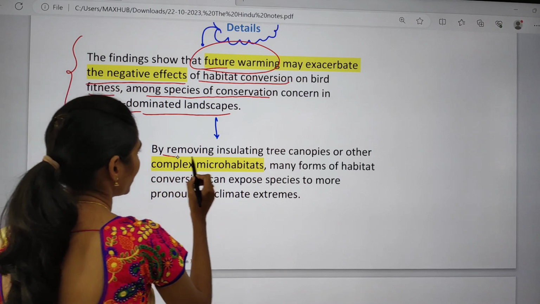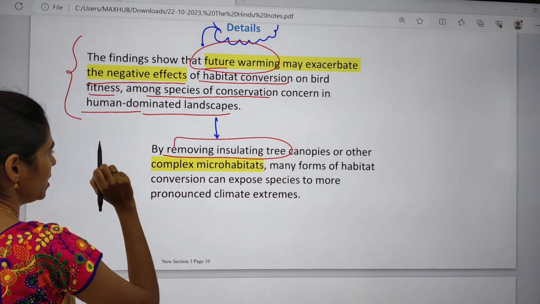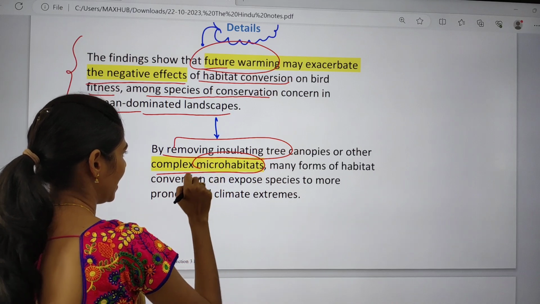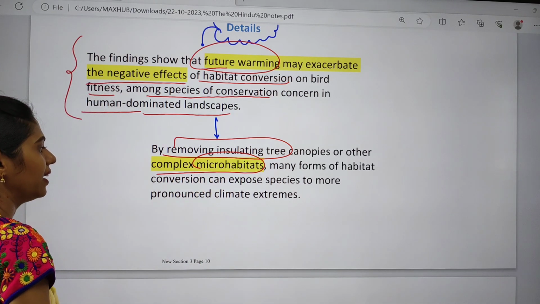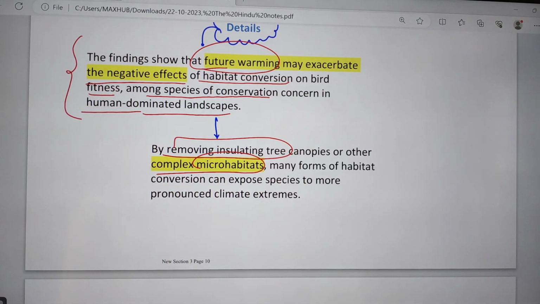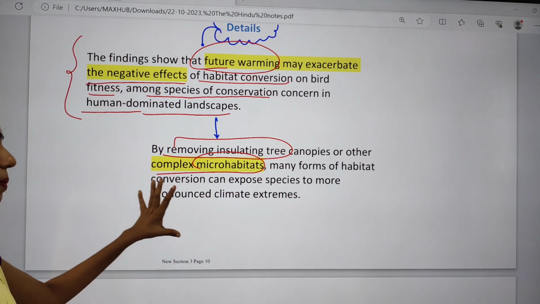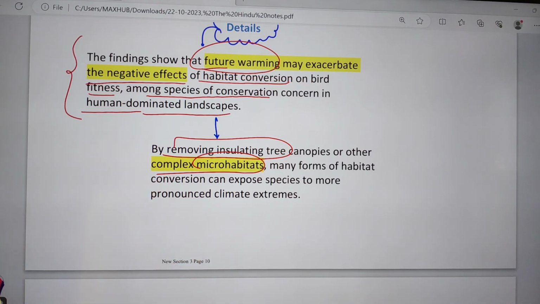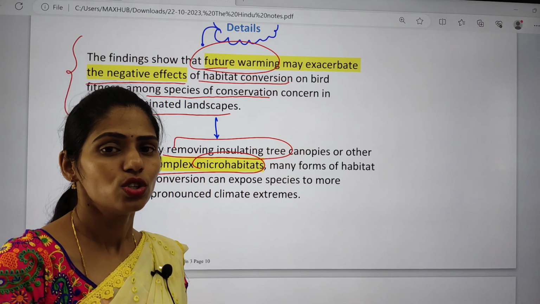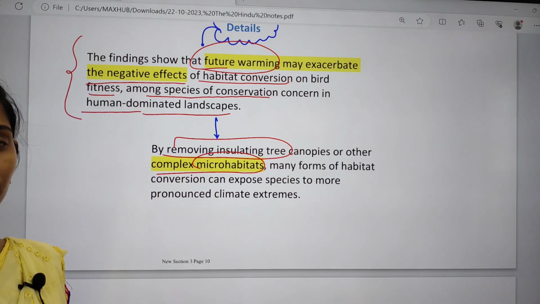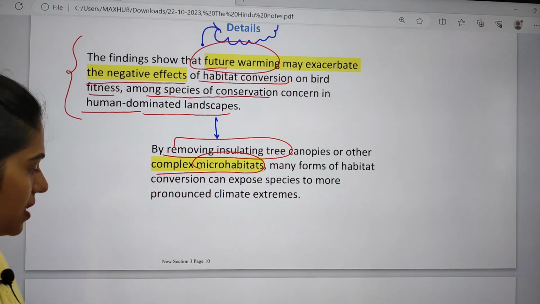And whenever we are removing insulating tree canopies or other complex microhabitats, that forms habitat conversion. Because of this, what happens is these birds will be exposed to climate extremes. So because of this, there will be a lot of threat of extinction for these birds.